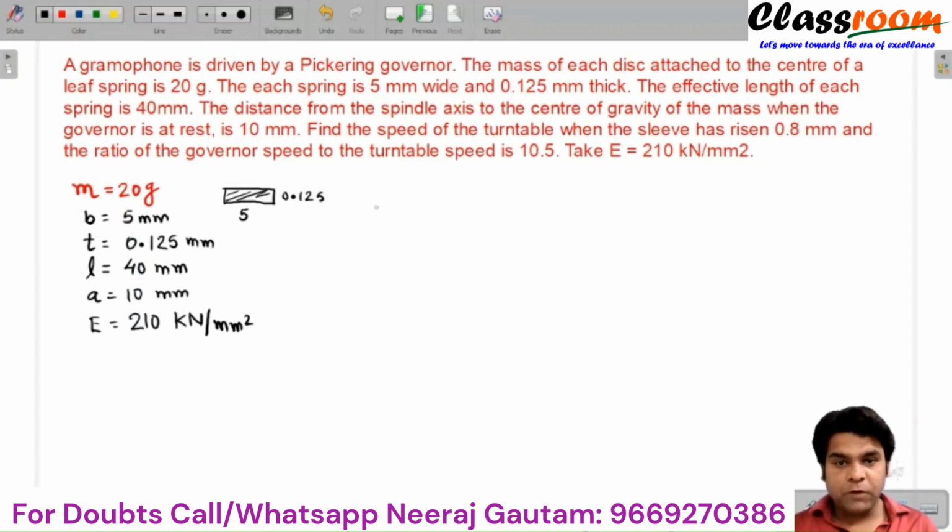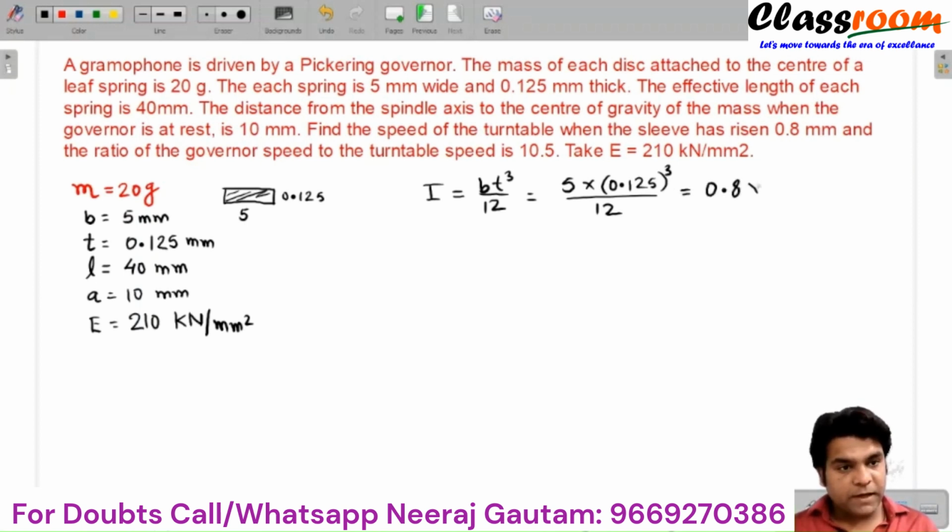Using this data, first we will determine the area moment of inertia of the spring, I equals b t cube by 12. Here b is 5 mm and t is 0.125 mm. So b t cube divided by 12, finally its value comes 0.8 into 10 raised to minus 3 mm to the power 4.